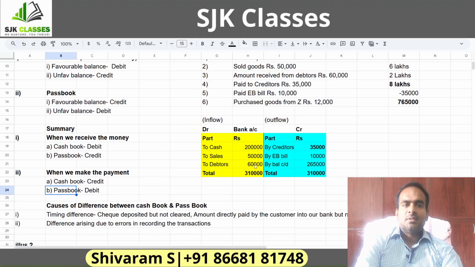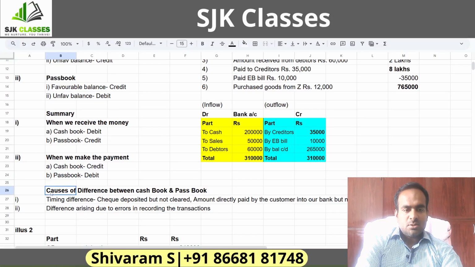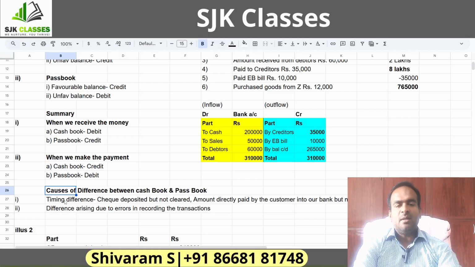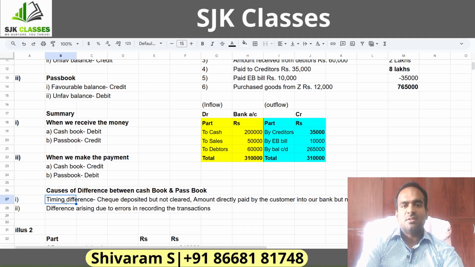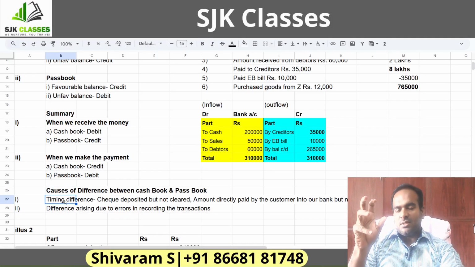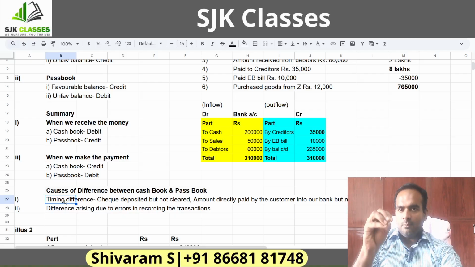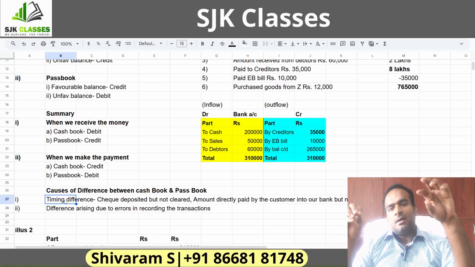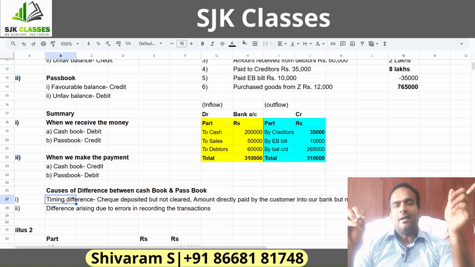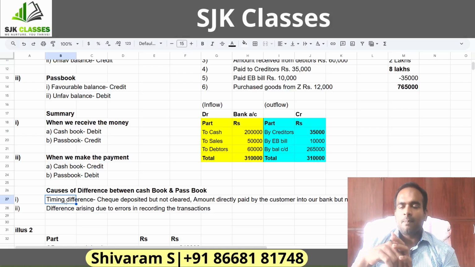Now let's look at the reasons which cause the differences between cash book and passbook. First one is what? Timing differences. What is a timing difference? Certain transactions will be recorded in one book first and subsequently the other book will be recorded on a later date. I'll give you an example for this.